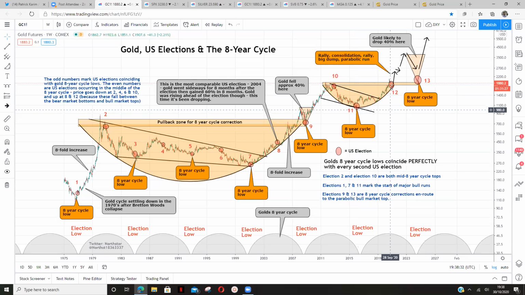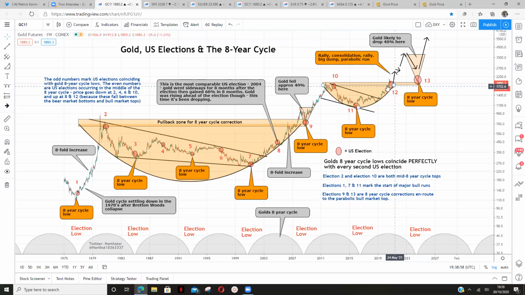And here we find ourselves at point number 12, which is obviously in between 11 and 13. The 13 is the next 8-year cycle low in gold, which I've been saying late 2023, early 2024, but in actual fact, of course, the US election is going to be in November 2024. So worth bearing that in mind for the 8-year cycle low in gold.